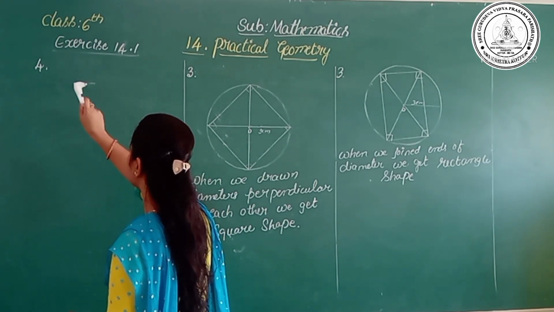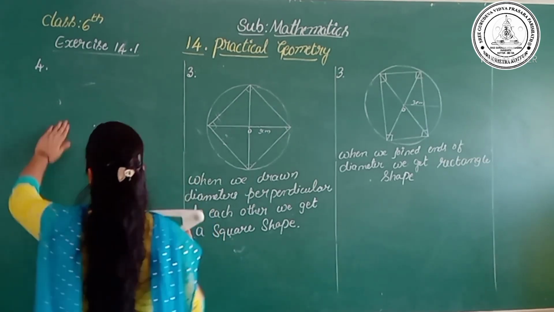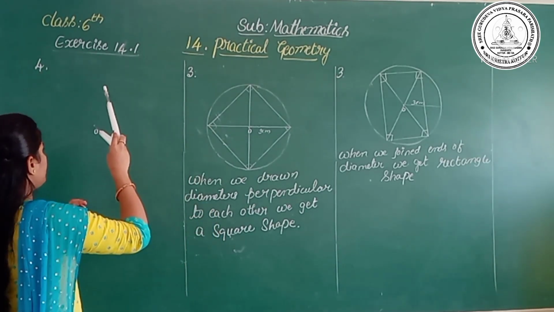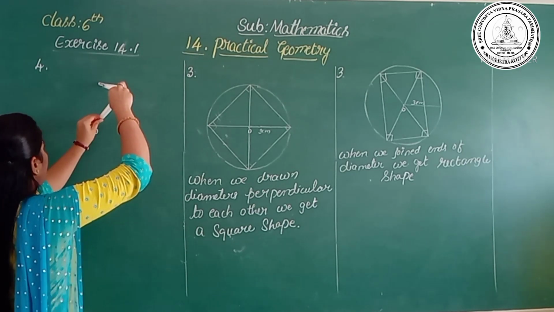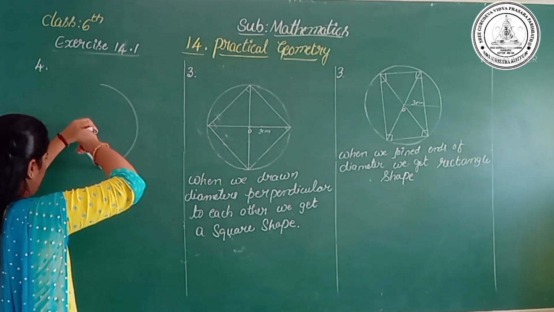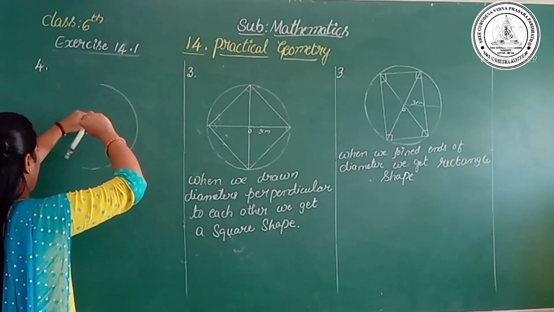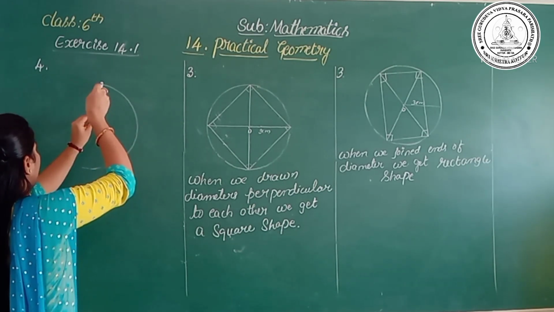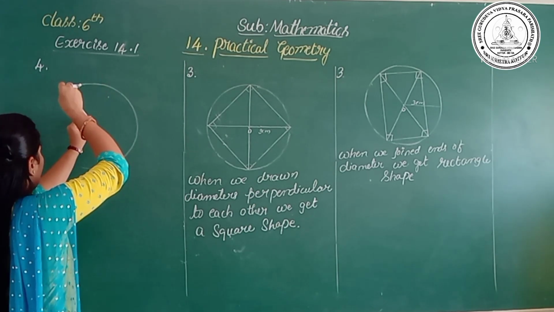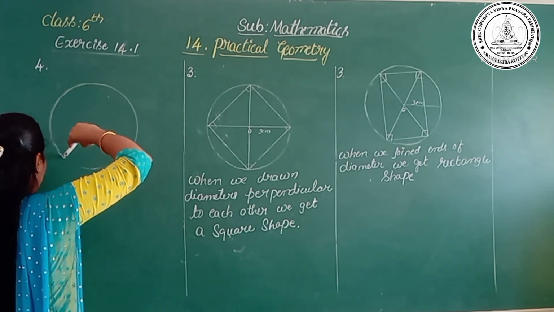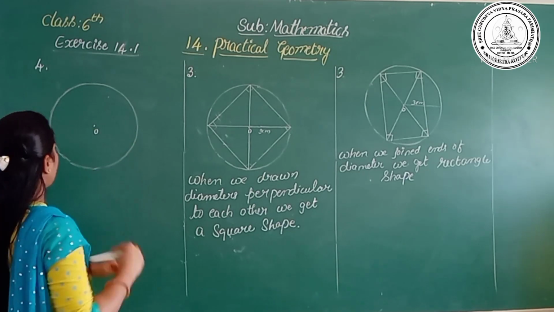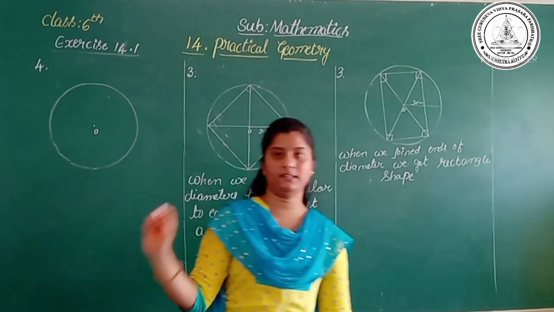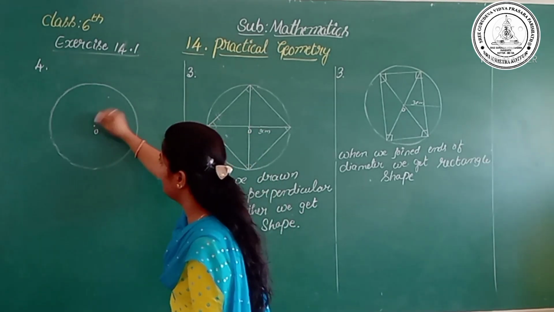If they did not mention the radius, you may take your own. It is a little bit thick, so you have to draw lightly.